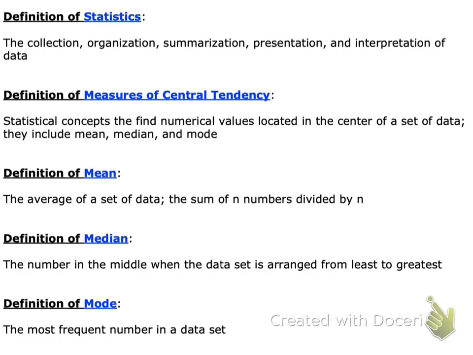Measures of central tendency are values that locate the center of the data: mean, median, and mode. Mean is our average. It's the sum of all of the numbers divided by the number of numbers. The median is the number that falls right in the middle, and the mode is the number or numbers that show up most often, so it has the highest frequency.